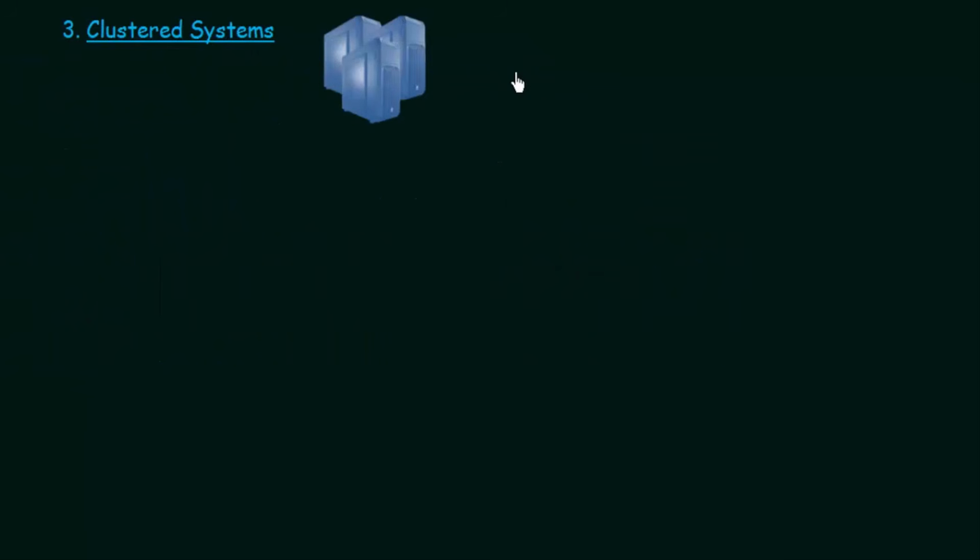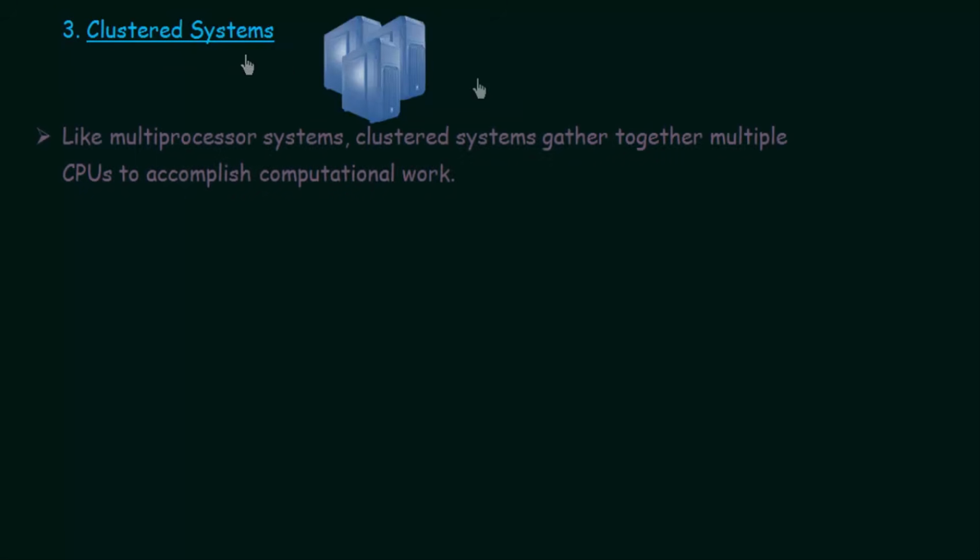Now let us come to the next type of computer system that we have based on the number of processors, which is the clustered systems. So in these clustered systems, like multiprocessor systems, clustered systems gather together multiple CPUs to accomplish computational work. So this is also somewhat similar to our multiprocessor systems.